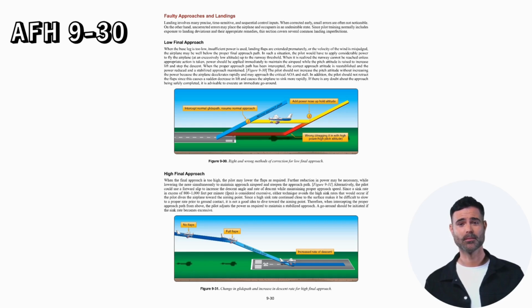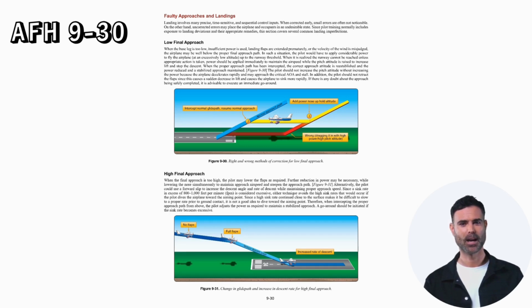Low final approach. When the base leg is too low, insufficient power is used, landing flaps are extended prematurely, or the velocity of the wind is misjudged, the airplane may be well below the proper final approach path. In such a situation, the pilot would have to apply considerable power to fly the airplane at an excessively low altitude up to the runway threshold. When it is realized the runway cannot be reached unless appropriate action is taken, power should be applied immediately to maintain the airspeed while the pitch attitude is raised to increase lift and stop the descent.